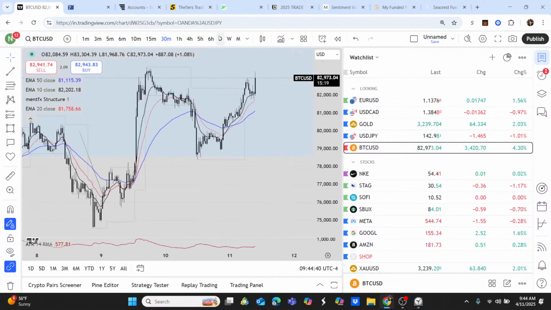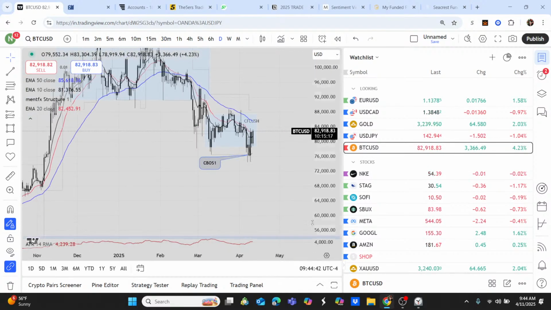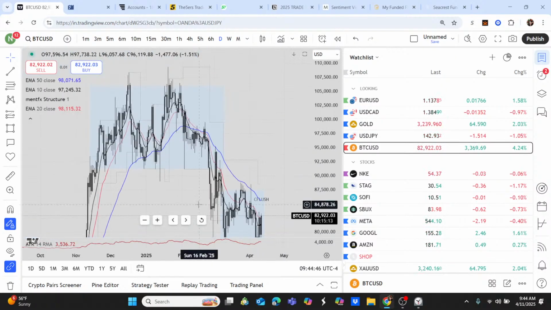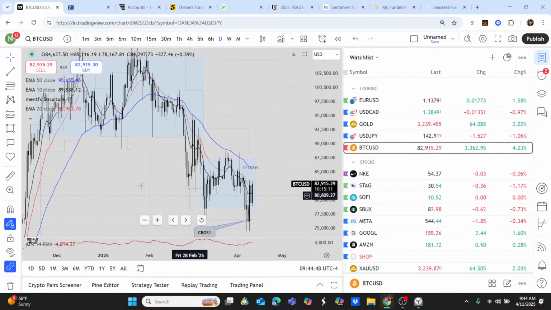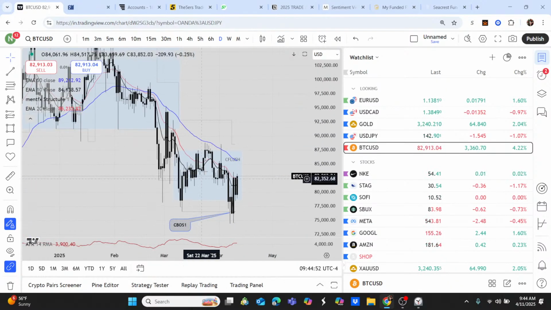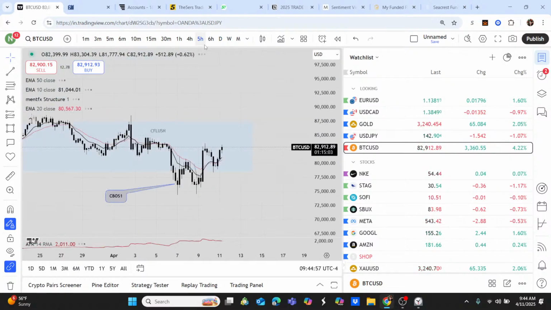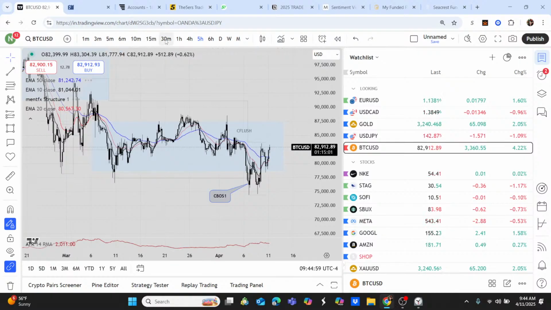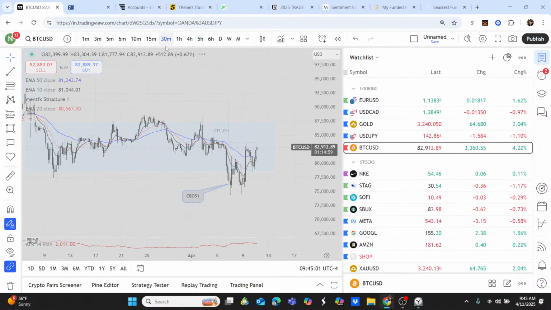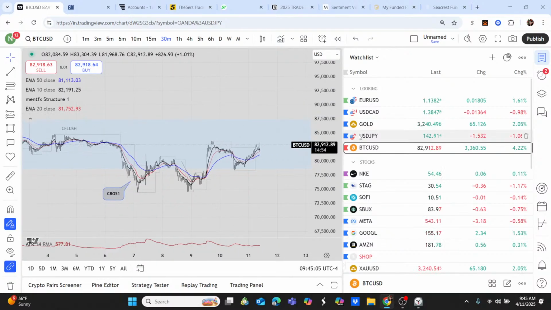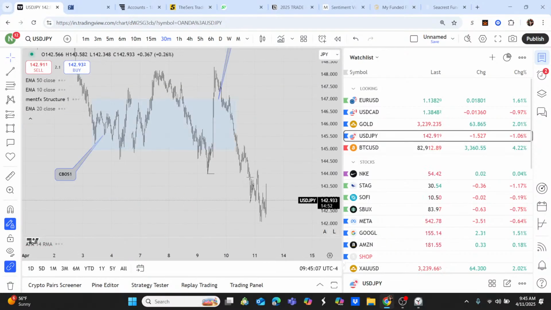Bitcoin, where's Bitcoin going? Bitcoin, I'm just not interested in it right now. The daily, right now the structure is showing bearish, the cycle, but it just looks ugly. And the lower time frames are gonna be clashing. We have bullishness going on, the daily showing bearishness. Time frame alignment.